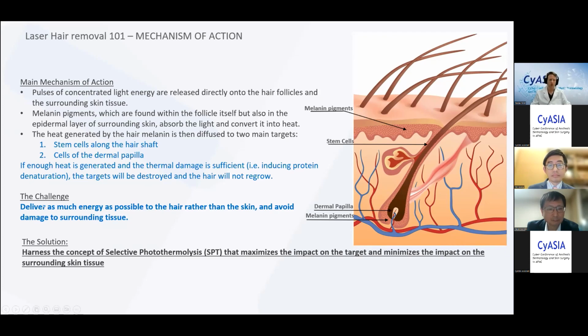So what is the challenge? To deliver as much energy in heat as possible to the hair, but not to the skin, and to do that without damaging the surrounding tissue, causing hypopigmentation, hyperpigmentation, scarring, or burning. It's a real challenge, because if you have another pigment just in the layer of the superficial epidermis, it's not as deep. You can already target it, but here you use the hair follicle to bring the damage. So the solution is to harness selective photothermolysis, which maximizes the impact on the target and minimizes the impact on the surrounding skin tissue. This is the big story.